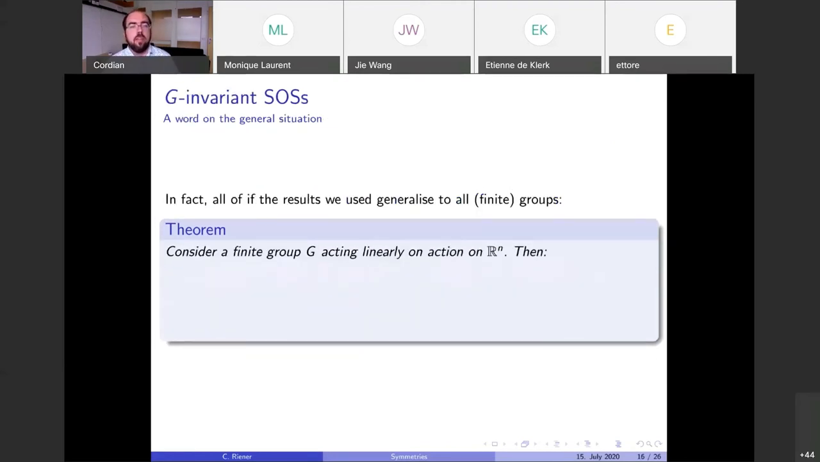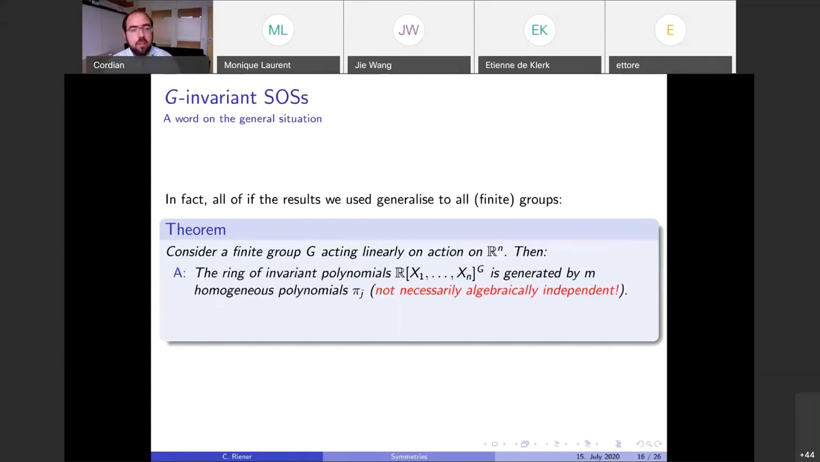Okay, so the good news is that all of this, as easy as I try to represent it in this easy case, actually generalizes to all finite groups. Whenever I have a finite group acting linearly on R^n, then the invariant ring is again a ring of polynomials. It's generated by m homogeneous polynomials.